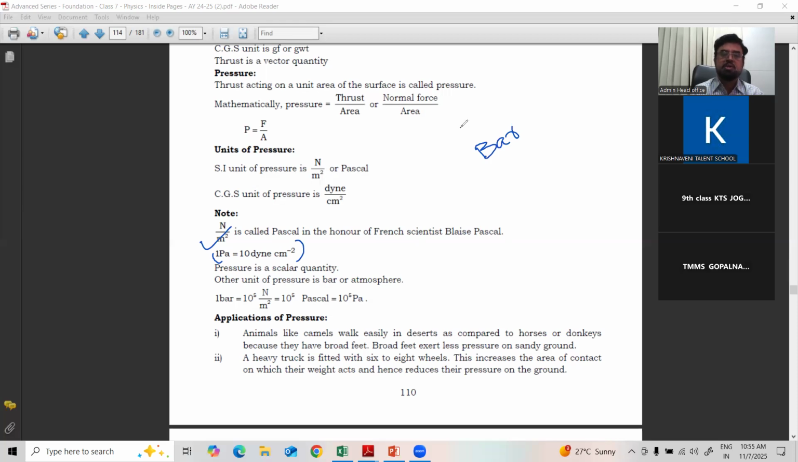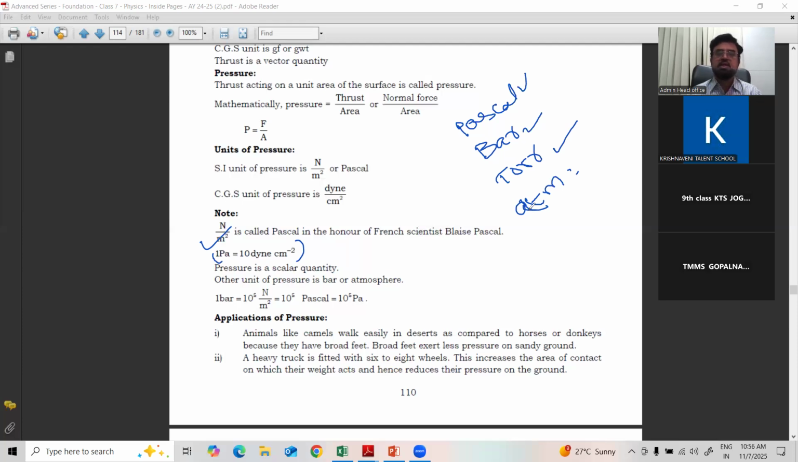Right. So pressure is measured in Pascal, bar, torr. 1 bar is equal to 10 power 5 Newton per meter square or 10 power 5 pascals. The relationship between these units, Pascal, bar, torr, and even ATM, atmospheric pressure, is also one of the units for pressure.